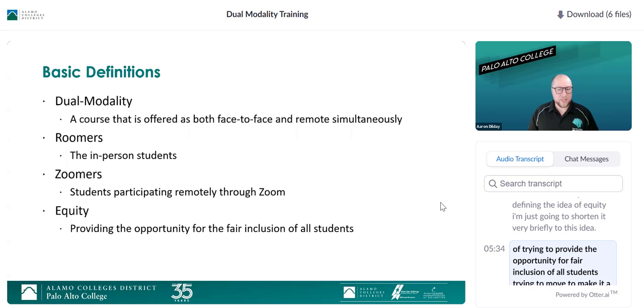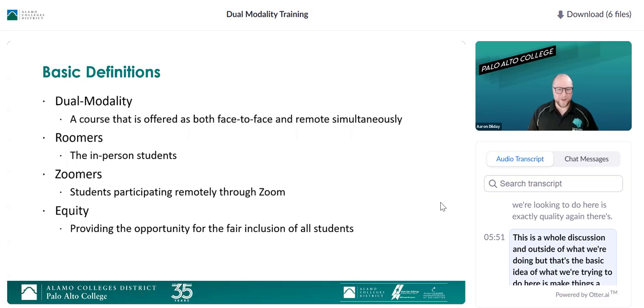It's not exactly equality. Again, this is a whole discussion, and it's outside what we're doing, but that's a basic idea of what we're trying to do here, is make things a fair playing field for everybody. So those are some of the basic words we'll be using through here, and I just wanted to make sure we're all kind of together on this.